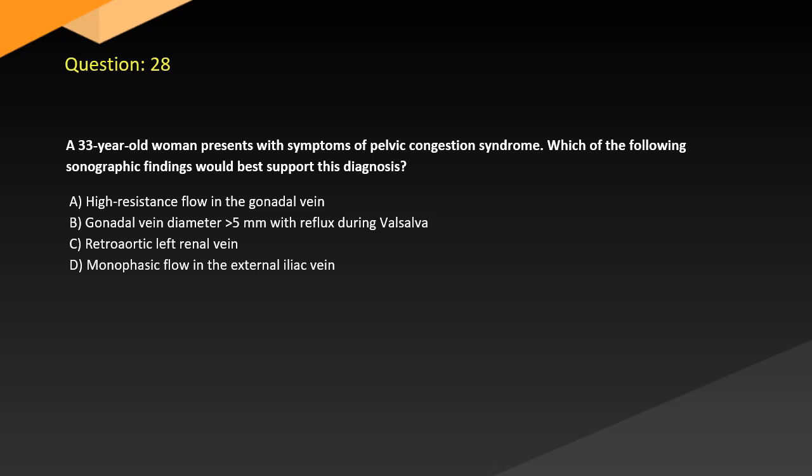Question 28. A 33-year-old woman presents with symptoms of pelvic congestion syndrome. Which of the following sonographic findings would best support this diagnosis? A. High resistance flow in the gonadal vein. B. Gonadal vein diameter 5 mm with reflux during Valsalva. C. Retroaortic left renal vein. D. Monophasic flow in the external iliac vein.